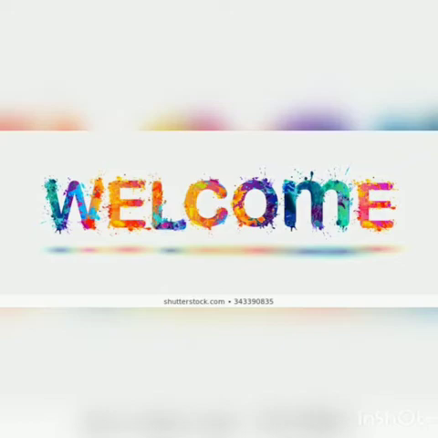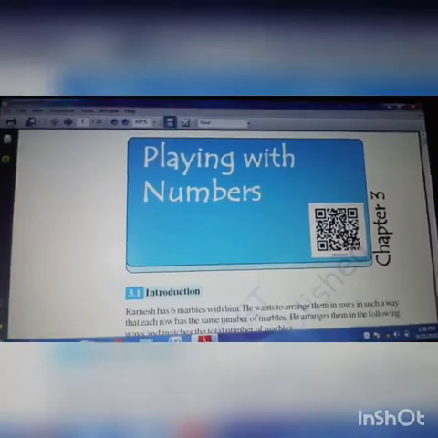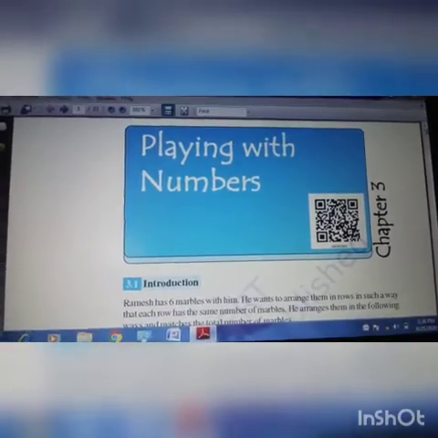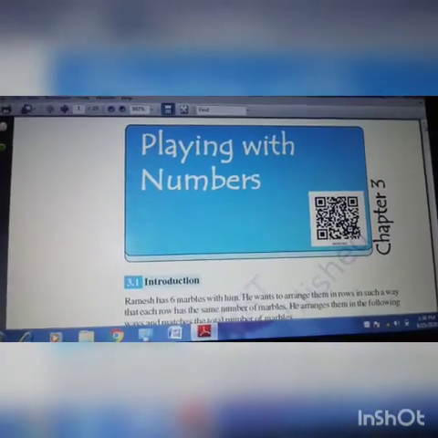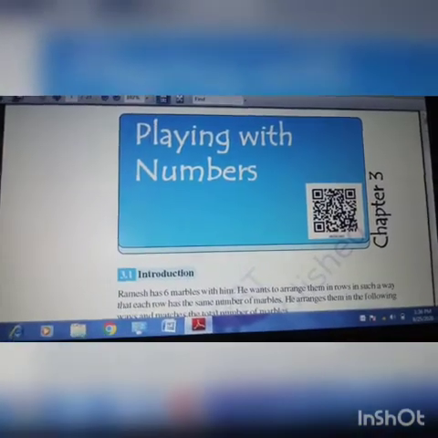You can take your NCERT textbook and your rough note. After this session you can work out the problems from the textbook. Okay my dears? Today we are going to revise Playing with Numbers, chapter 3, right? In this we are going to discuss exercises 3.1, 3.2 and 3.3.